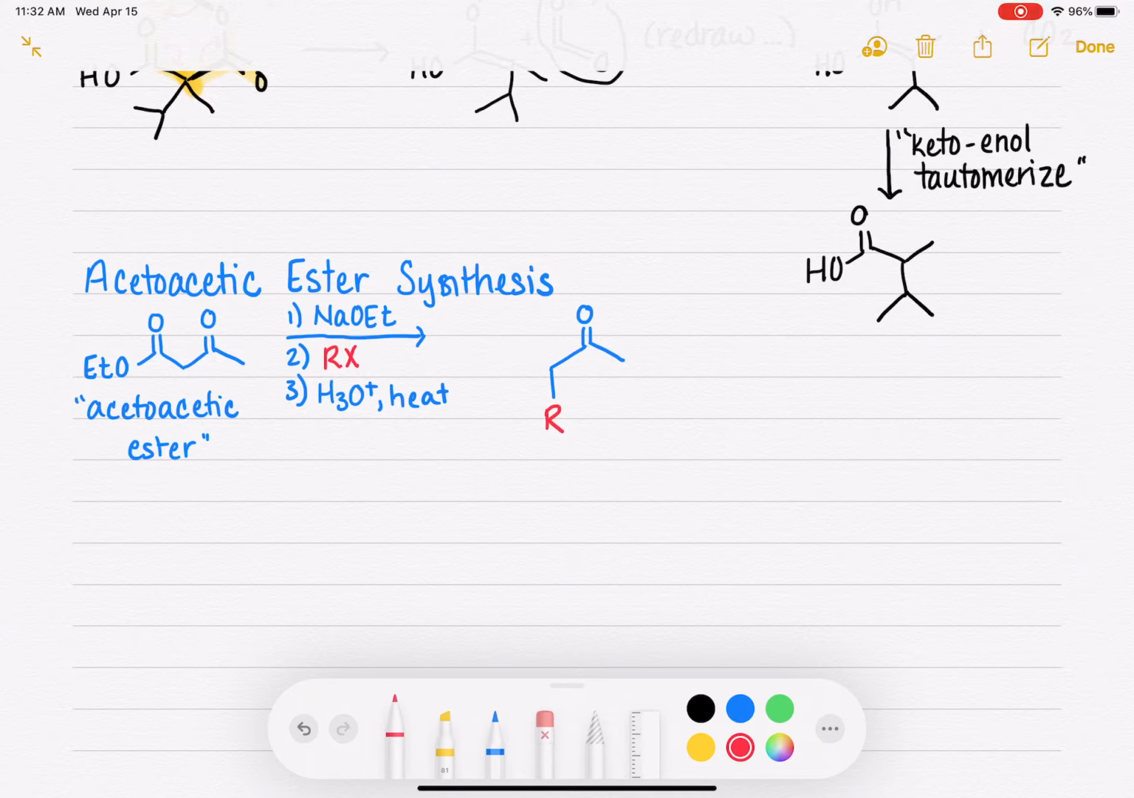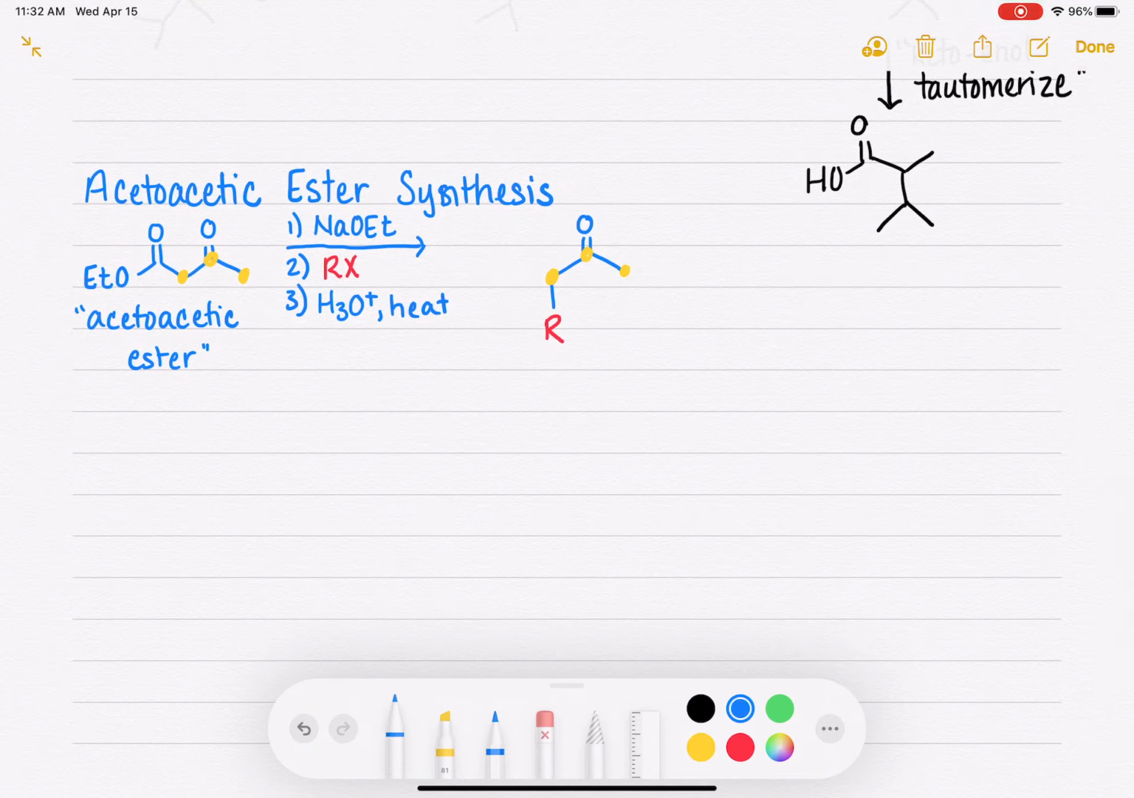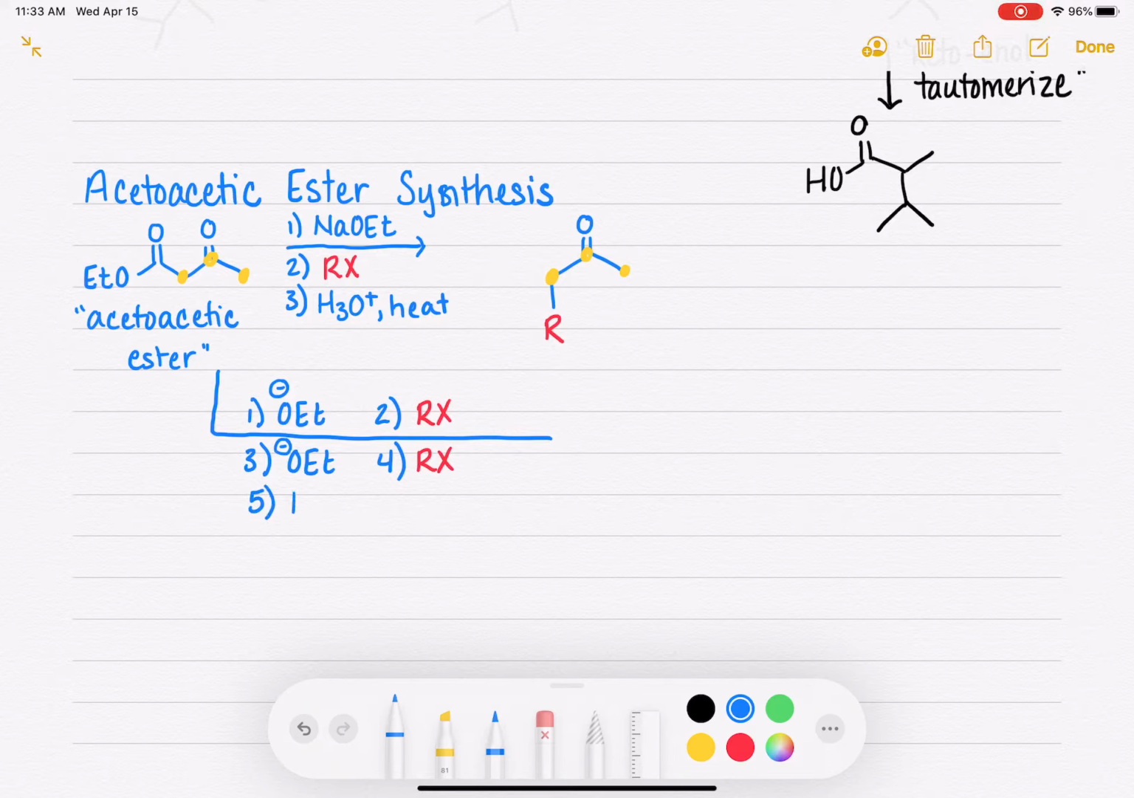And let's mark the carbons that are staying from the acetoacetic ester into the final product. So you can probably imagine if you wanted to do this in a 5-step process, we would do step 1, ethoxide, step 2, an alkyl halide of our choice, step 3, another round of ethoxide, step 4, another alkyl halide, and then step 5, hydrolysis, which is H3O plus, and heat. And we again are going to make a methyl ketone, this time with 2 alkyl groups, same 3 carbon atoms that are staying in the molecule through the whole process.